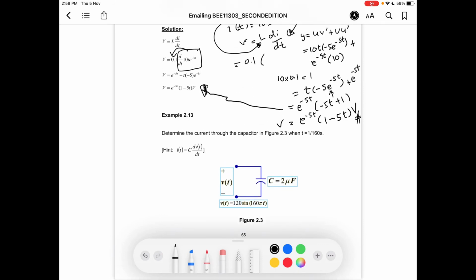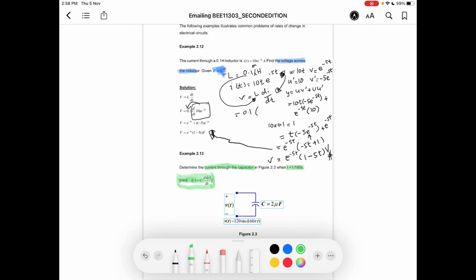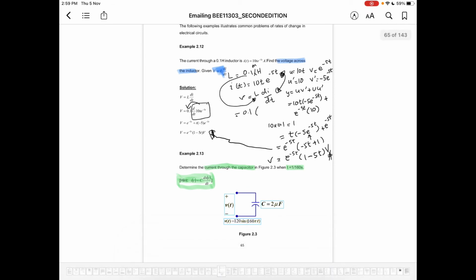For example 2.13, the question asks you to determine the current through the capacitor in this figure when t equals 1 over 160 seconds. Again, this question gives you a hint to use this formula. That's why I told you, you don't have to remember this one. Usually we'll give you the formula, or if not, since it is open test, you can straight away open the module to refer to.